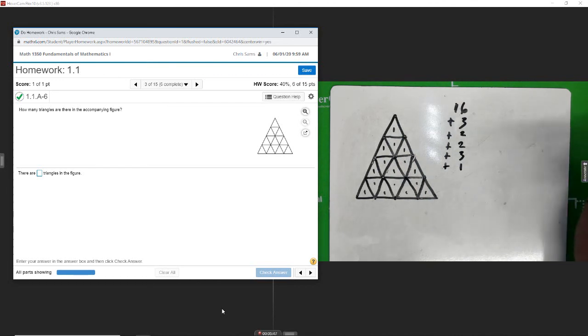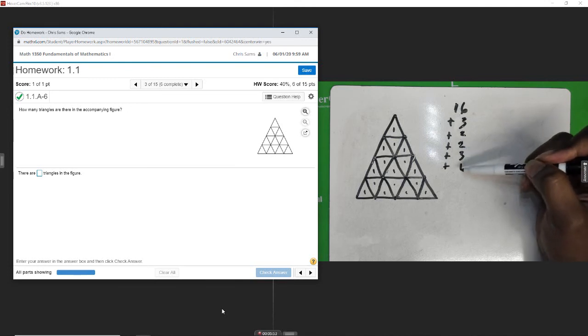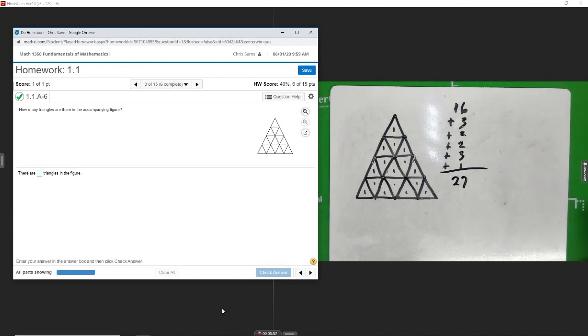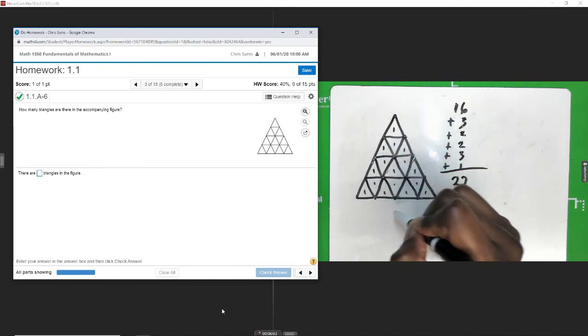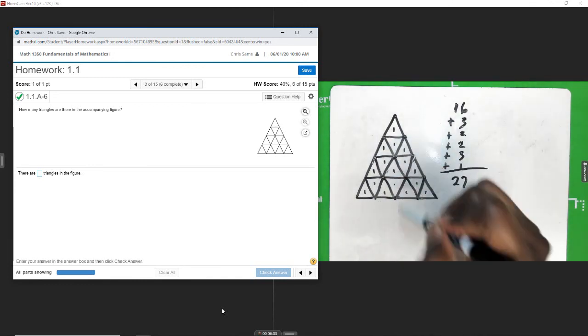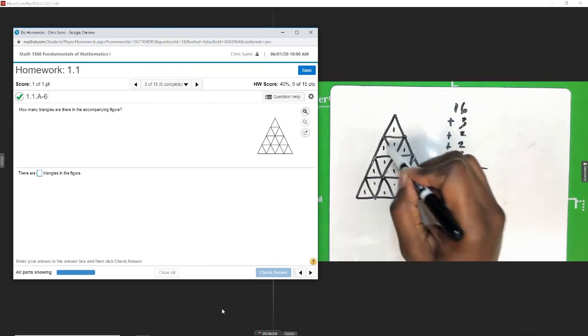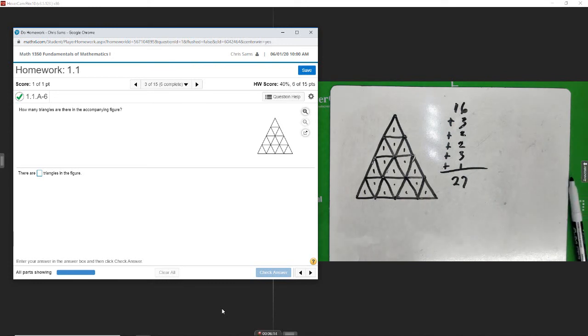So there should be 27. Let's see how many we got here. 16, 17, 18, 19, 20, 21, 22, 23, 24, 25, 26, 27. So that gives us all 27 triangles. It does take some work. I was trying to figure out a method: counting those points, and then you just get that one upside down. It's hard to see those on the side. It's like halfway in the middle, hanging. But there's 27 triangles here.